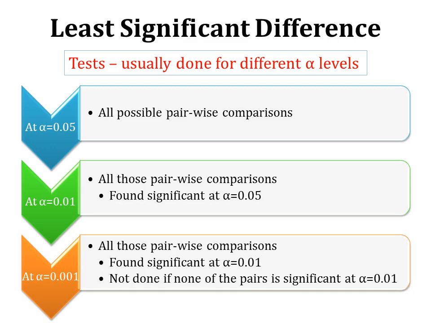And this third step is not performed if you don't have any of the pair means significant at 0.01, right? So 0.05 is done for all the pairwise comparisons, and then 0.01 is also done, but only for those samples which are significant at 0.05. And then 0.001 is done only if we have some pairs which are significant at 0.01, and only those pairs are tested at the 0.001 level, right? So this is the general procedure by which LSD is done.